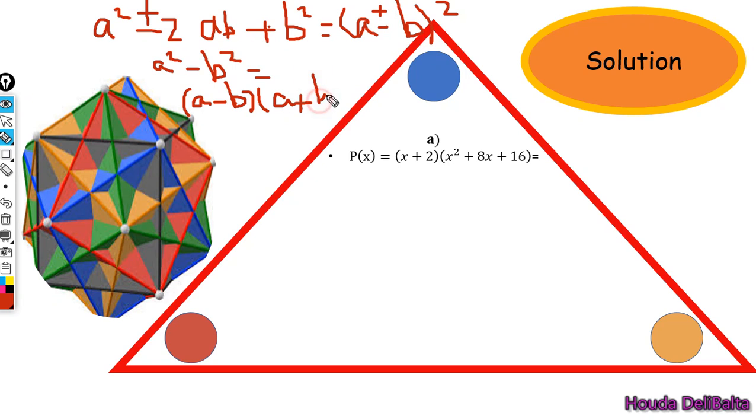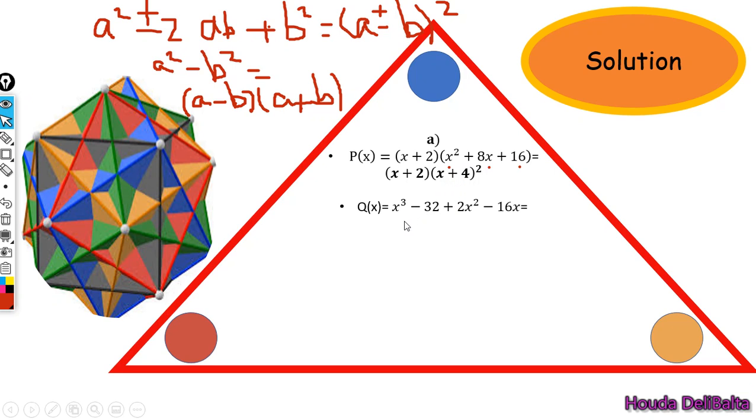Now let's think if we can apply one of these identities here. Yes, we can. x² + 8x + 16 is definitely coming from (x + 4), all of it squared. So we just look at the extremities of this factor. We take the radical of x², which is x, and the radical of 16, which is 4. Thus p of x equals (x + 2)(x + 4)².